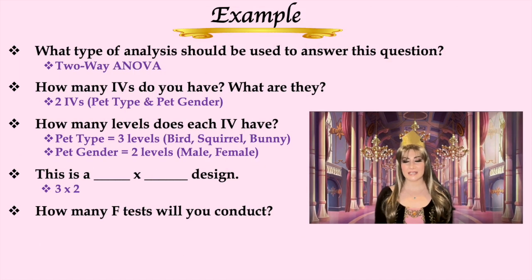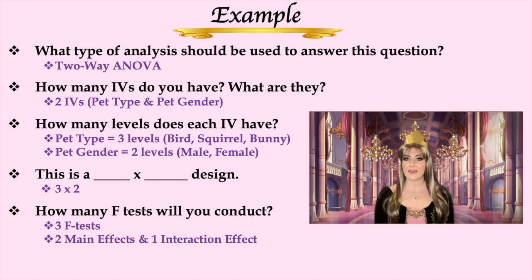How many F tests will we conduct? Well, we just discussed the fact that we can have a main effect for each independent variable, and we can also have an interaction effect for the 2. So that looks like I'm going to have to do 3 different F-tests. 2 for the main effects of pet gender and pet type individually, and then 1 possible interaction effect combining the 2 together.